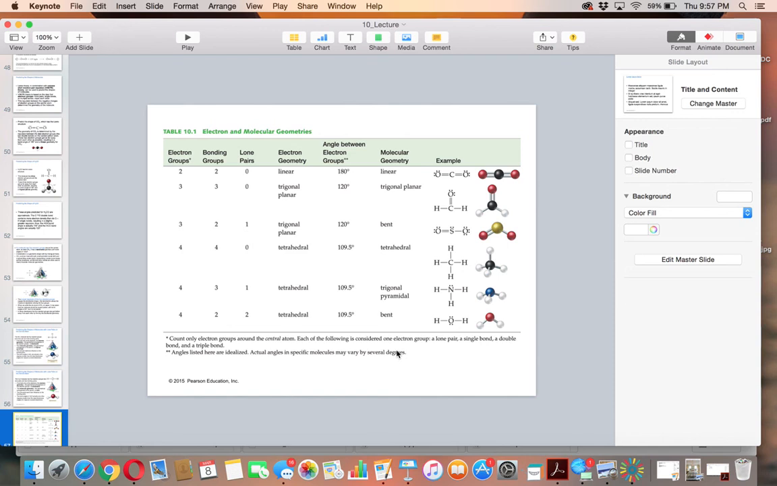So just use this chart to help you. It's on slide 57. You can also look up electron and molecular geometries, and you can get a table of the shapes, but this is the easiest one to use.